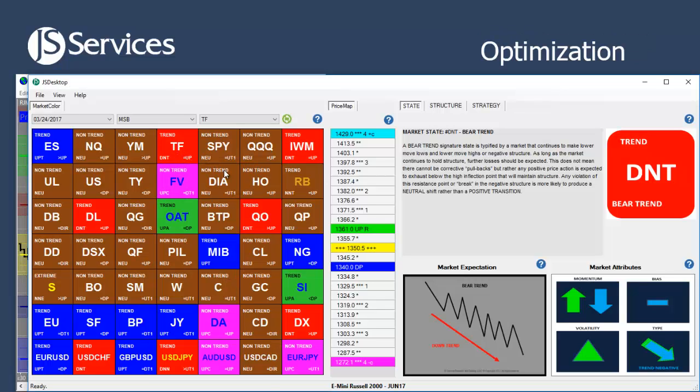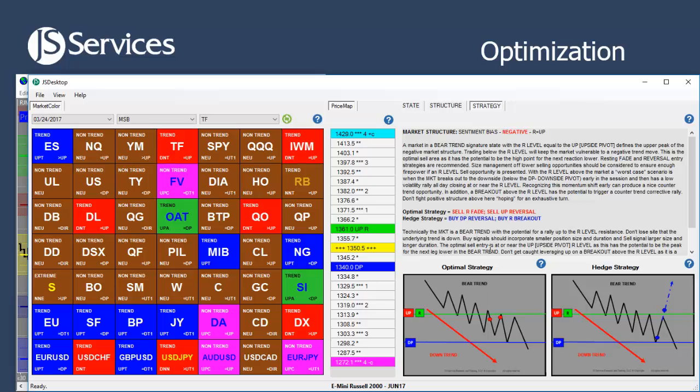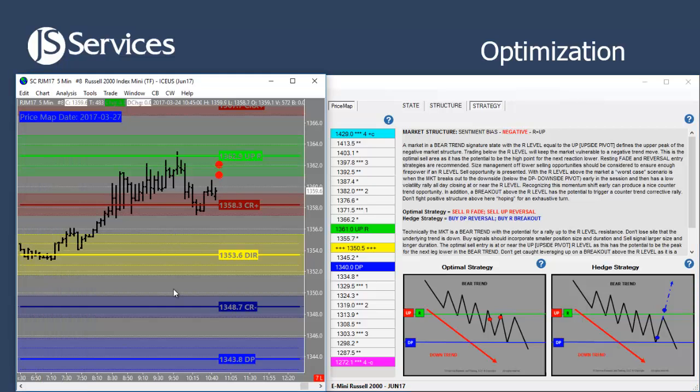We're going to take a look at the Russell 2000, which is in a bear trend with sentiment at the upside pivot, and so we are looking to fade momentum into the upside pivot, and we'll also accept a sell reversal there. That's the optimal strategy. Here we can see the market has come and tested that level, so we had this positive trend. Anytime there's a positive trend coming into a fade, you want to be careful. It's best to wait for a break in structure or get that reversal signal.